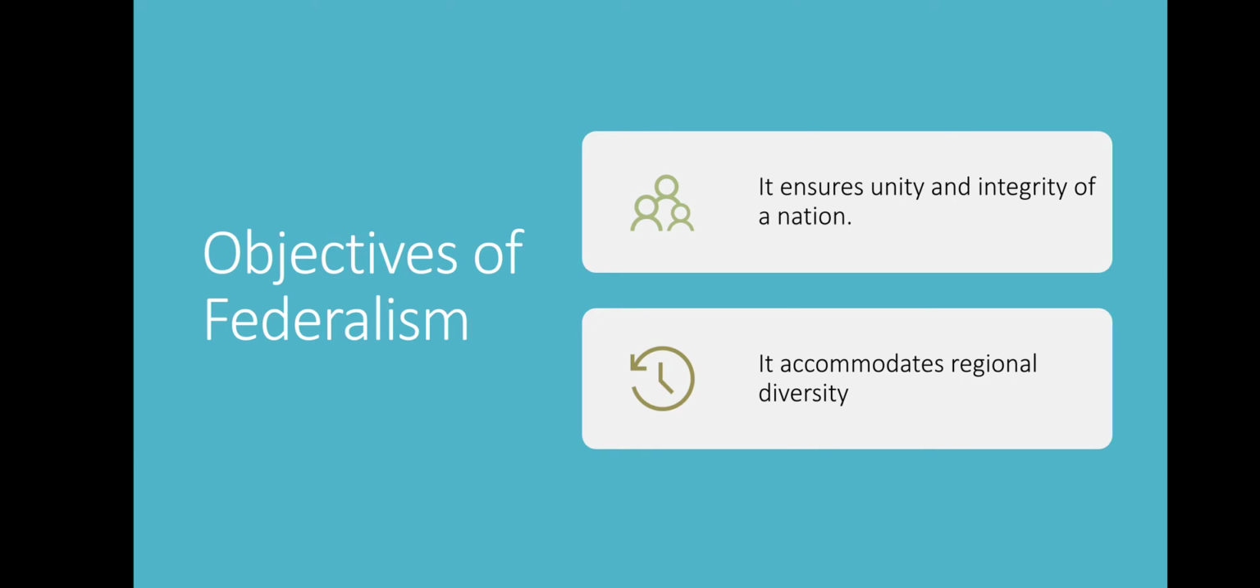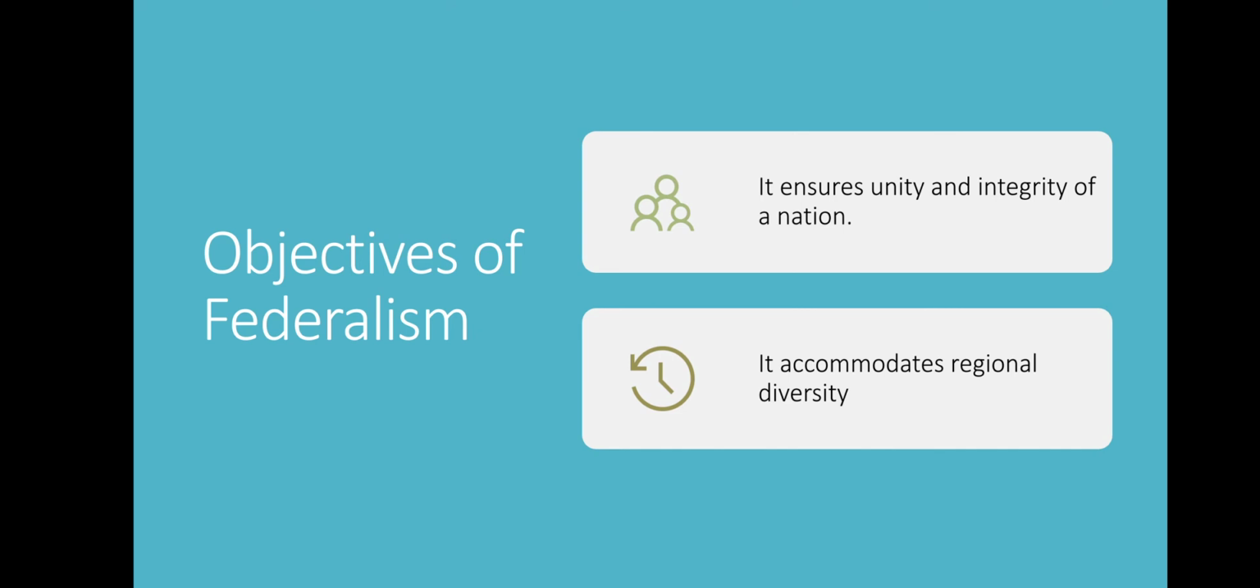Now it's very important to understand the objective. The objectives are very clear. The objectives of federalism are: it ensures unity and integrity of a nation, and the second one, it accommodates regional diversity. You have already seen that in the previous chapter. It is all connected here.